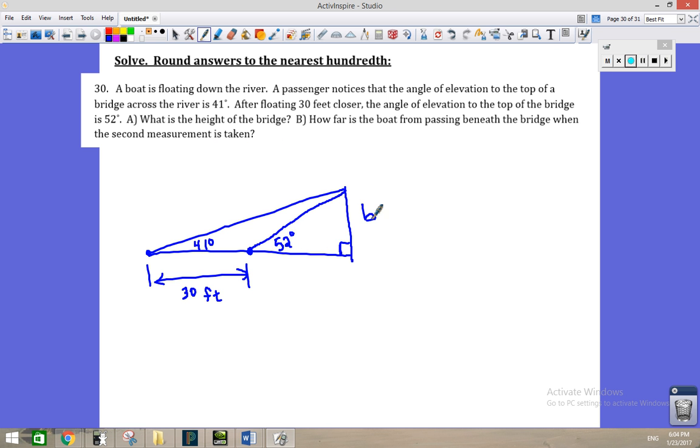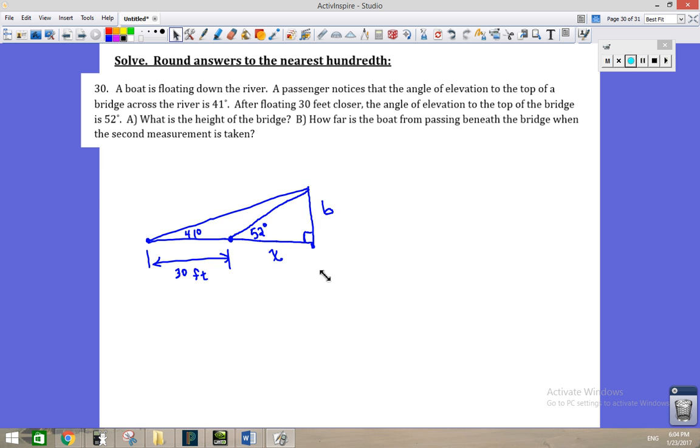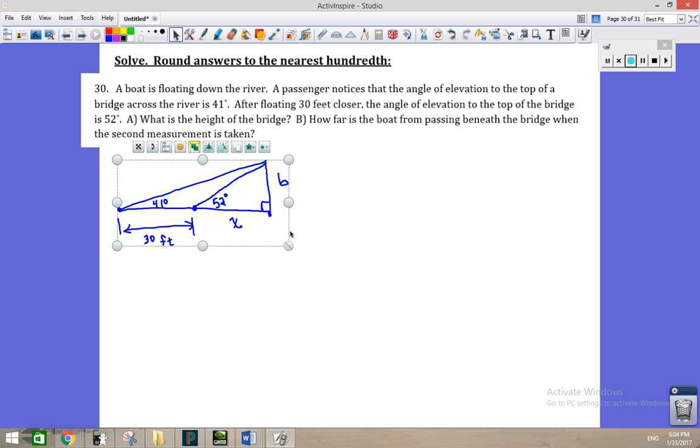Alright, so it wants to know the height of the bridge B, and it wants to know, if we call this X, how far the boat is from passing beneath the bridge, which is right here, when the second measurement, 52 degrees, was taken. Alright, so we've got two unknowns, so we're going to need two equations.